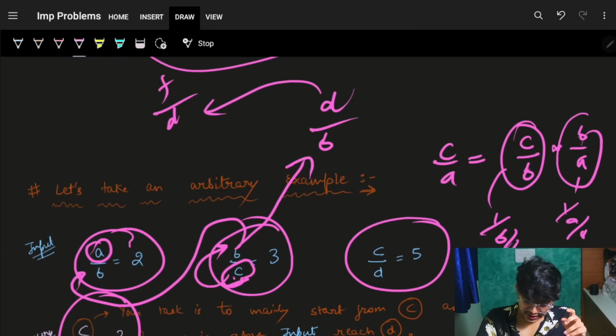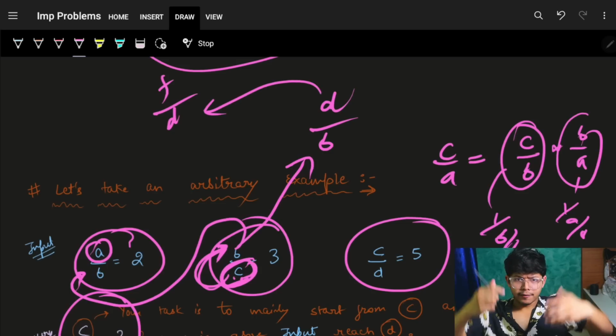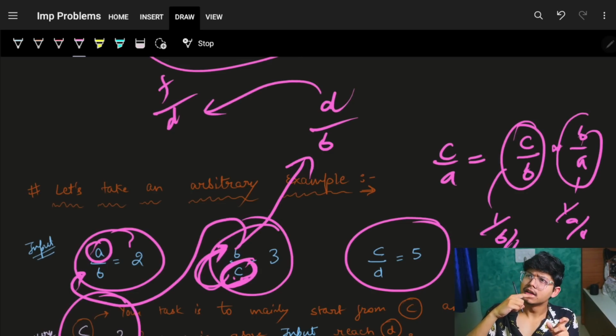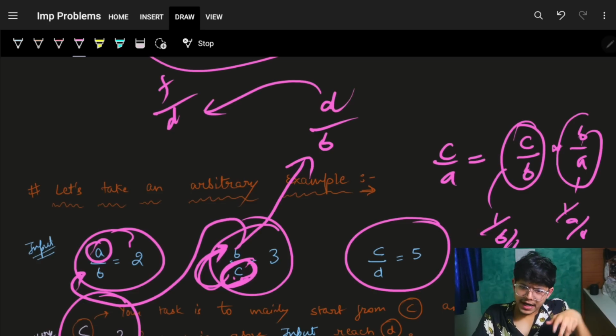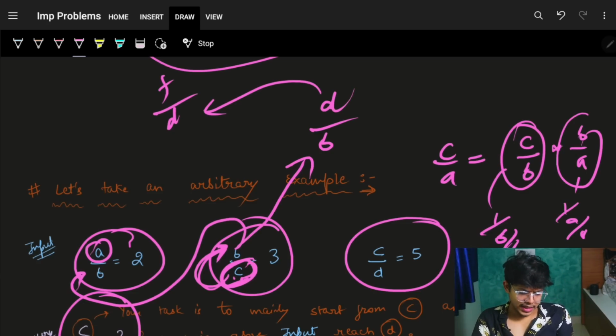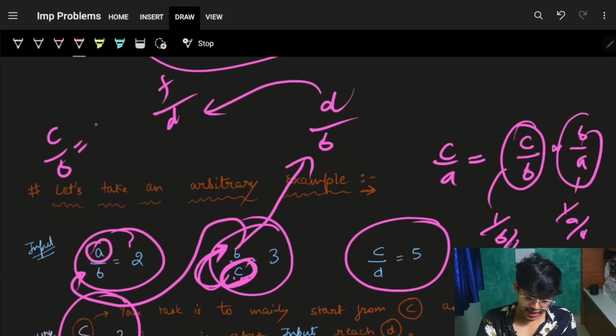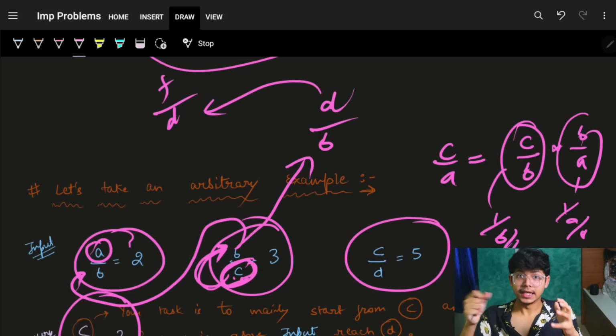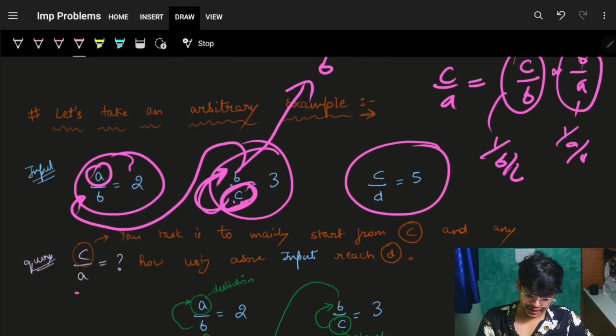So the reason I can see is, from this C, I can reach B because it is above me. So I can reach that B. And if I say I am reaching, which means I am finding my C upon B, right? B upon C is actually 3, so C upon B is 1 upon 3. I can keep this operation aside, but now I'm thinking, because I have to ultimately find the answer for C upon A.